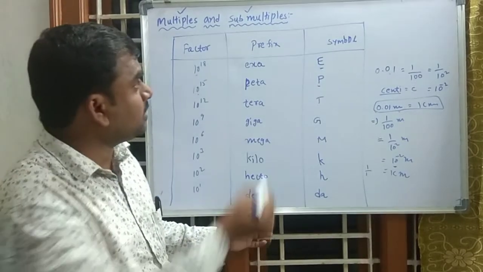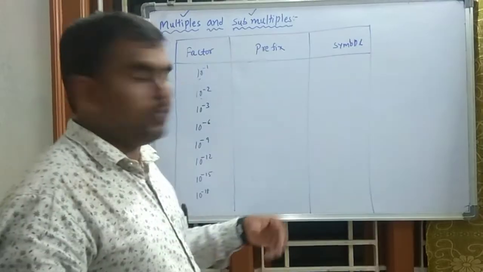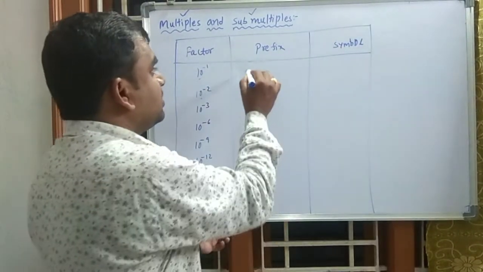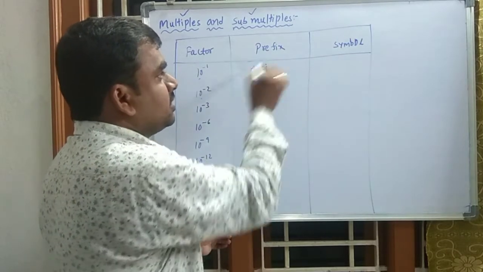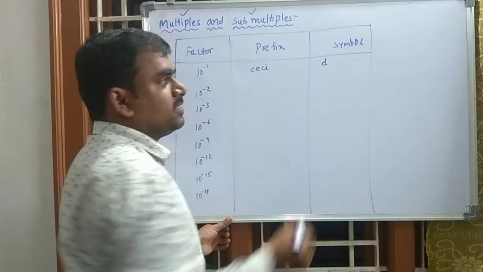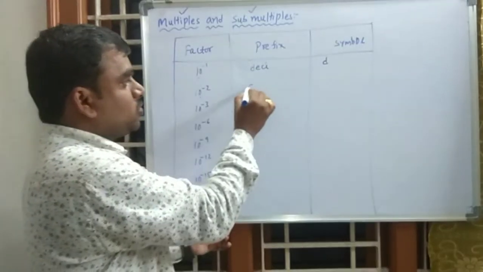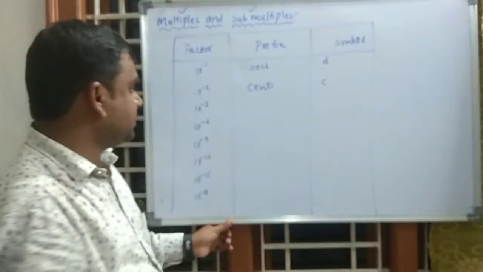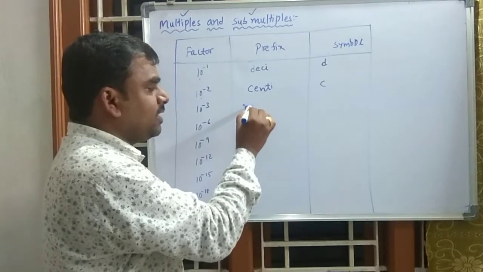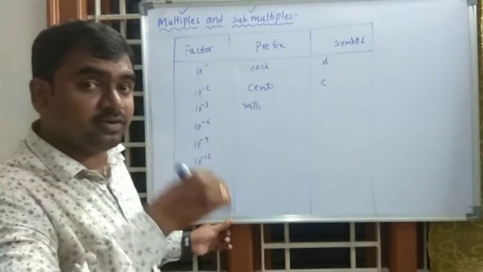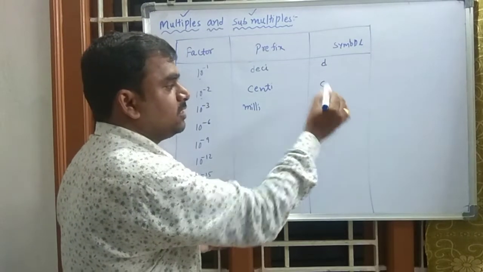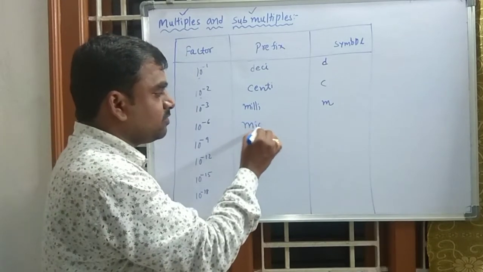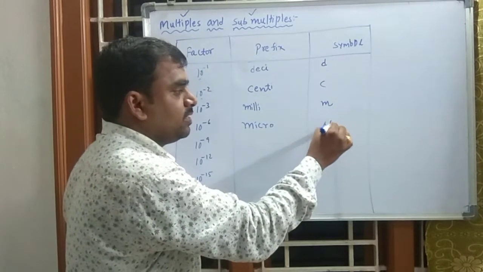Okay, shall we learn submultiples also? Yes, we are going to discuss submultiples. 10 power -1, the prefix is deci and the symbol representation is d. 10 power -2, we are simply calling that one centi. The symbol representation is c. 10 power -3, milli. Milli means the 1000th part of a meter. Milli, we are representing with small m. Okay, 10 power -6, we have to represent with micro. The symbol of that one is mu.